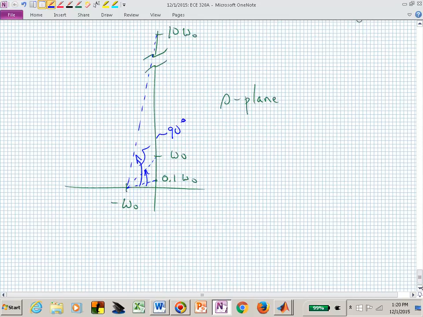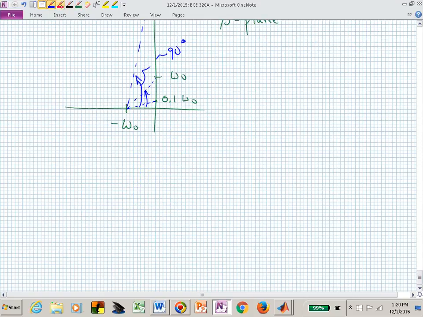Now let's look at the pole factor. The linear pole factor.